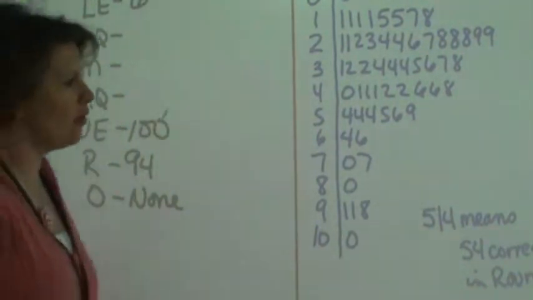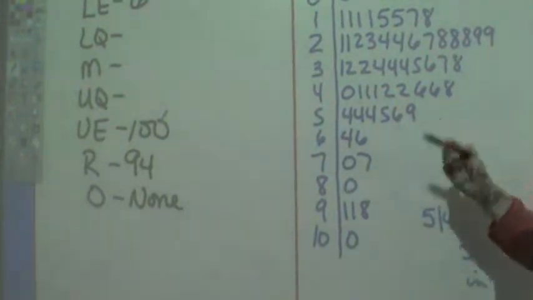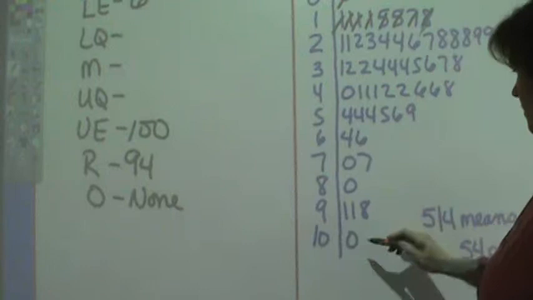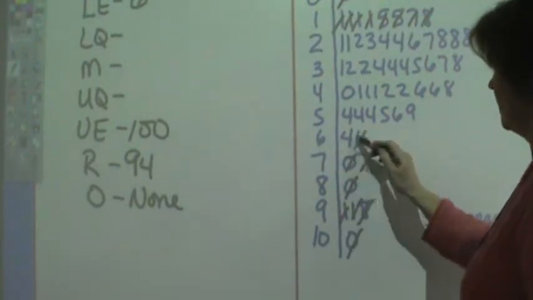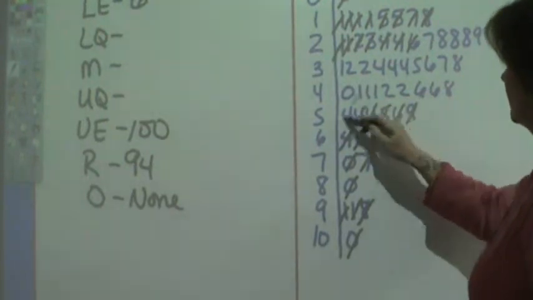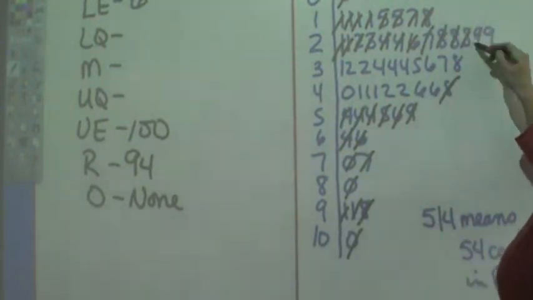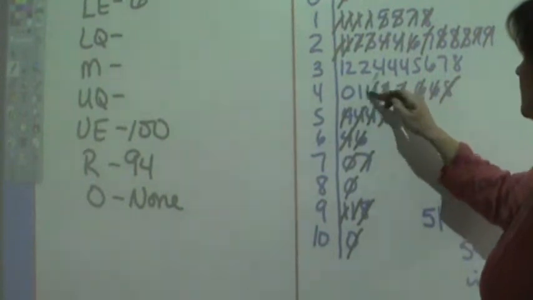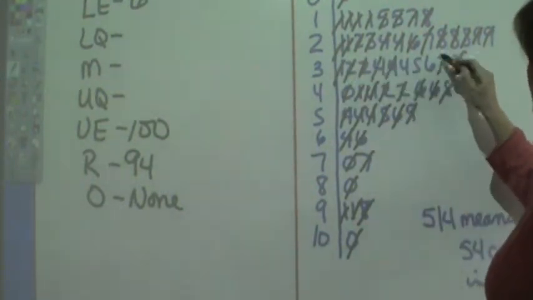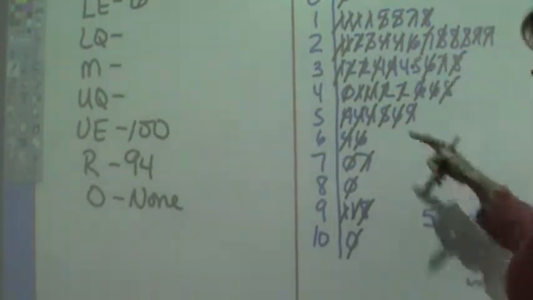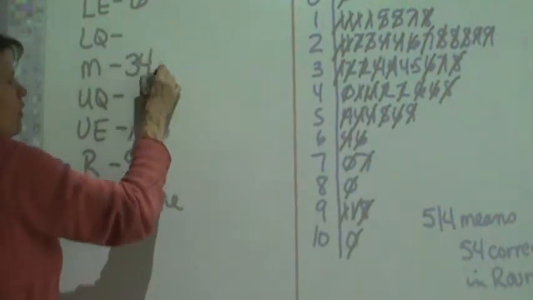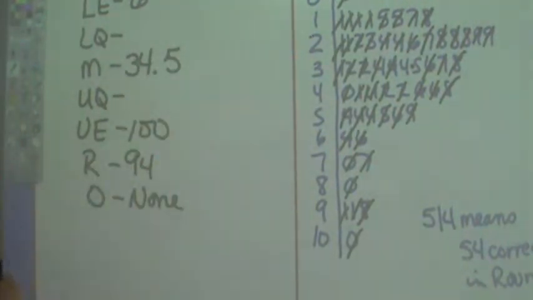Median. Now they're in order least to greatest, so we can just cross off and find the middle number. It looks like it's right there between 34 and 35, so 34.5 would be our median.